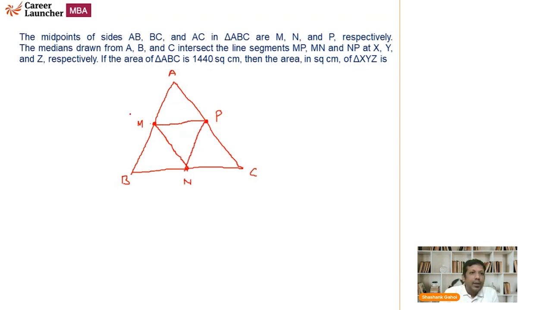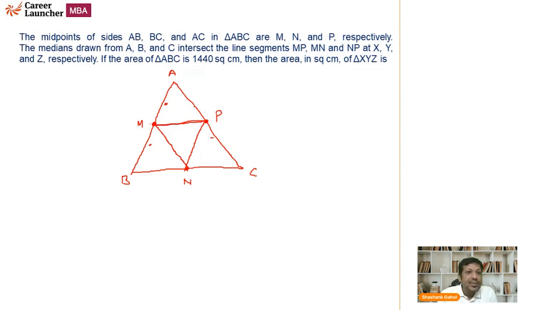The medians drawn from ABC intersect MP, MN. Okay. So basically these are midpoints. So this is a midpoint theorem thing, right? If I join the midpoints, this line is definitely going to be parallel to this. So triangle AMP is going to be similar to triangle ABC, where side ratio is 1:2. So ratio of areas is going to be 1/4. So this is 1/4 of the area, this is 1/4 of the area, this is 1/4 of the area. So this is what we have.